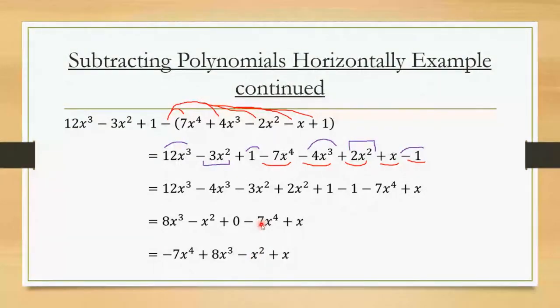So basically here we have minus 7x to the 4. The term with the highest exponent of x goes first. Then we have 8x cubed. That's going to be next. Again, you want the exponents decreasing as you go from left to right. Minus x squared, then plus x. The 0 we can just disregard. So that's one example. Any questions on this?